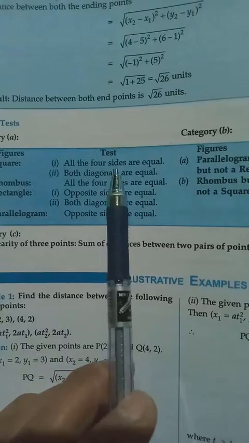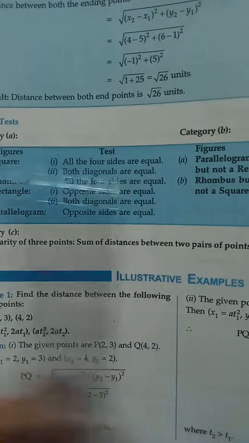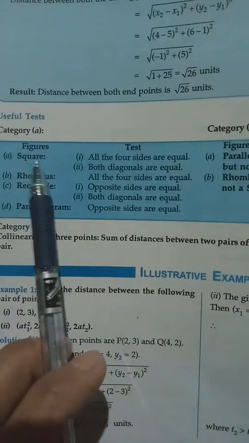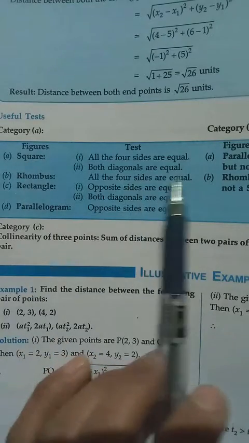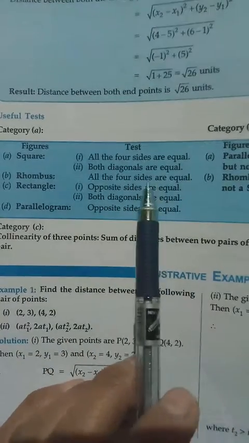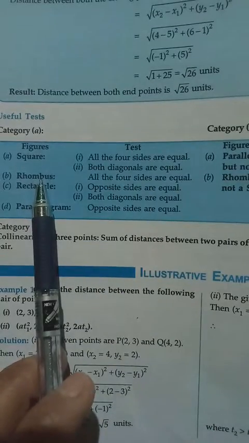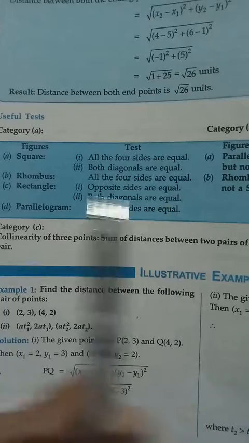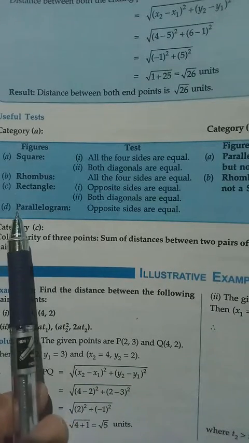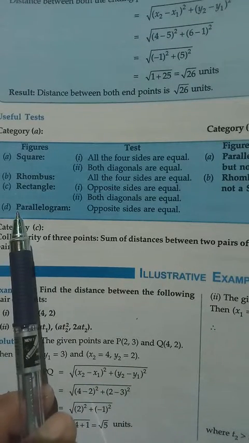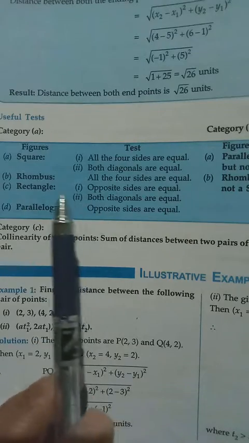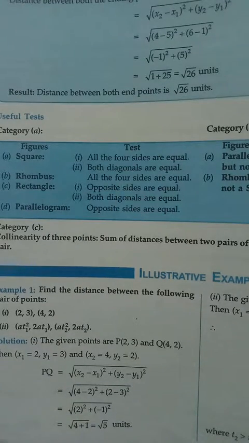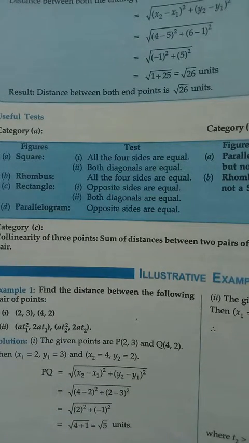Then if the four sides are equal, diagonals are equal, then it will be a square. If four sides are equal, diagonals not equal, that will be a rhombus. If opposite sides are equal, diagonals equal, that is a rectangle. Opposite sides equal but diagonals not equal, that will become a parallelogram. Then if suppose sides are also not equal, then it will not be a quadrilateral.